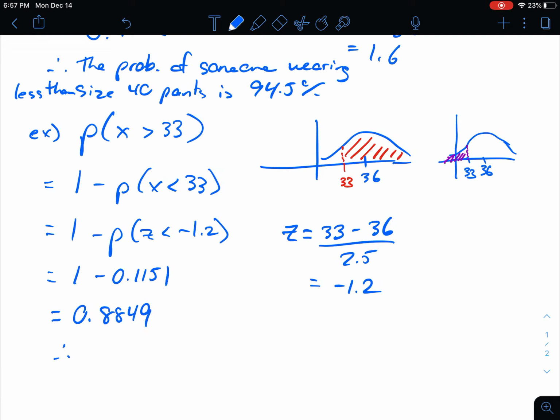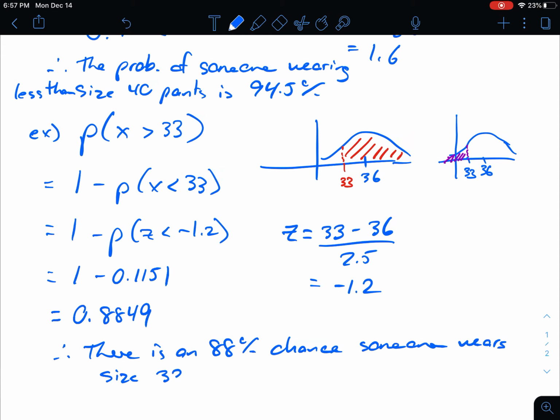So therefore, there is an 88% chance someone wears size 33 or more.